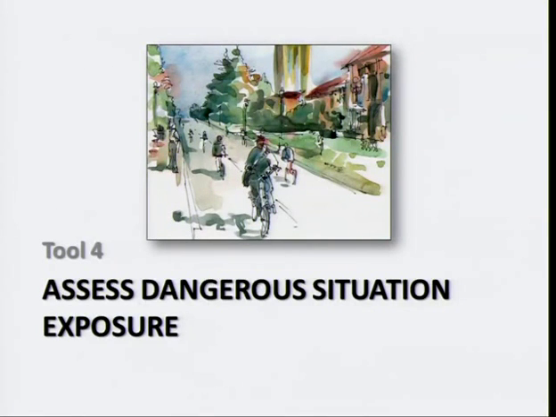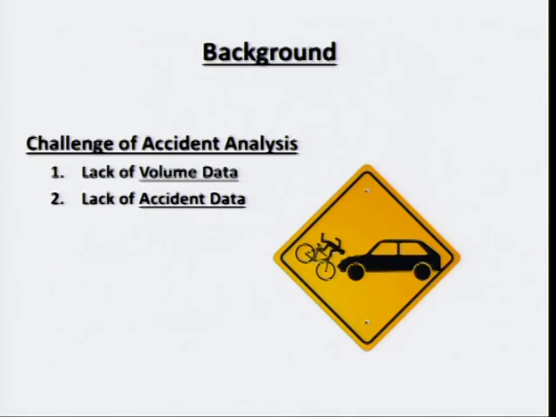Okay, so then the next one, which is also kind of a scenario analysis, is the most recent thing we've been working on, which is a tool to assess dangerous situation exposure. Let me give a little background, just one slide, on accident analysis for bicyclists. As many of you may know, it is very difficult to do. One, because we don't have a lot of volume data on where bicyclists are bicycling. Like I've already said, that's sort of what motivated the National Bicycle and Pedestrian Documentation Project, to start collecting more data. We just don't have a lot on bike and ped.